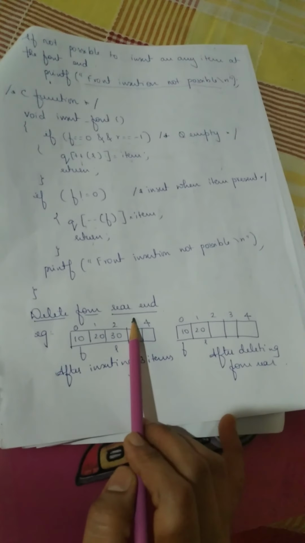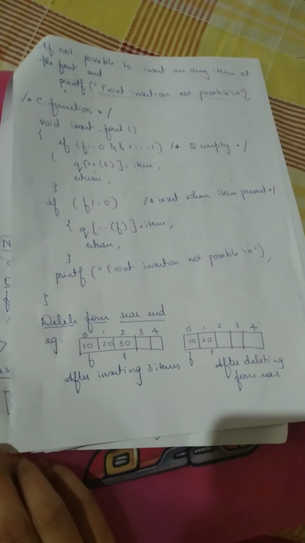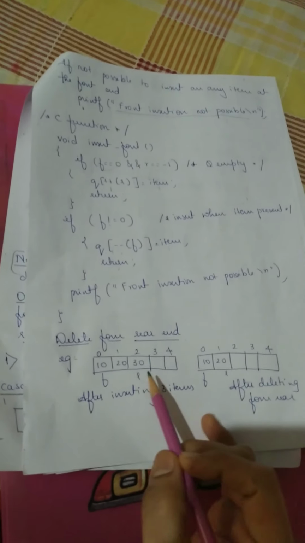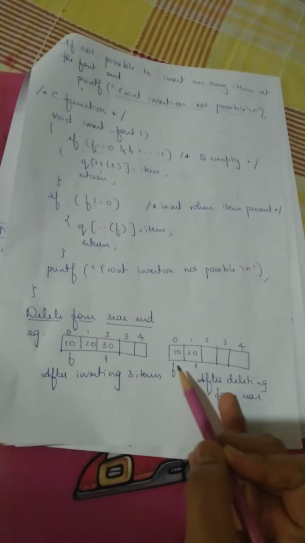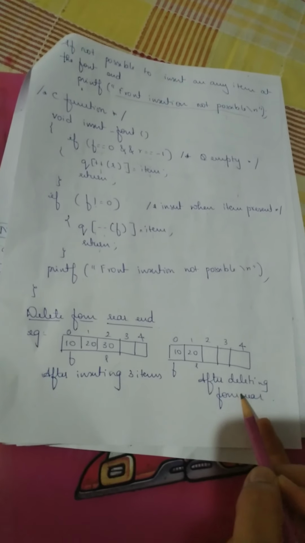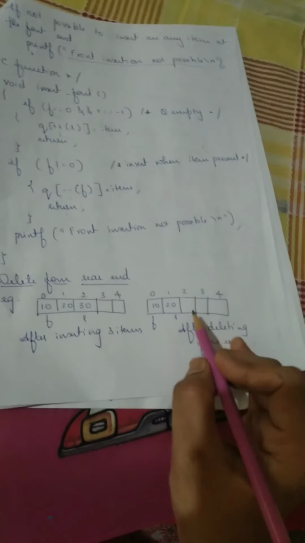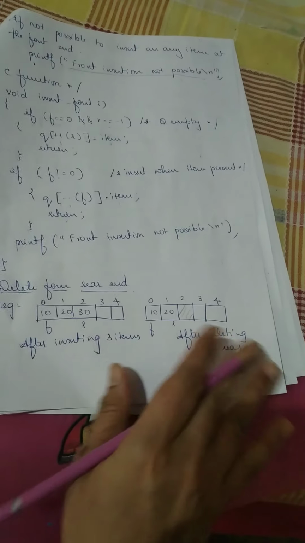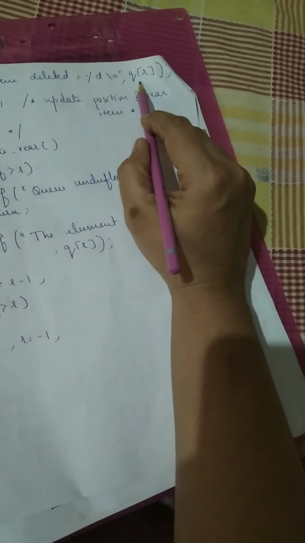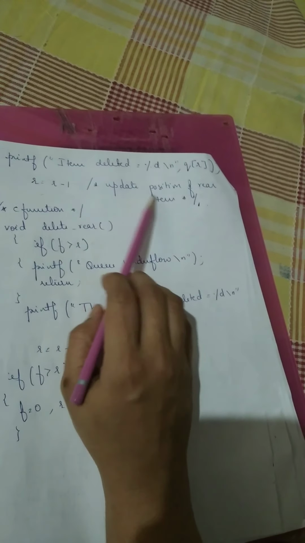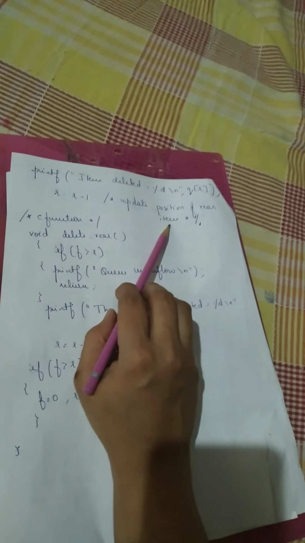Next we'll see the second case, delete from rear end. After inserting 3 items 10, 20, 30, right, we need to delete one item. Now delete from rear end. So 30 has been deleted. Right? How can we write the code? Item deleted is Q of R. R is decremented by 1 just to update the position of the rear item.